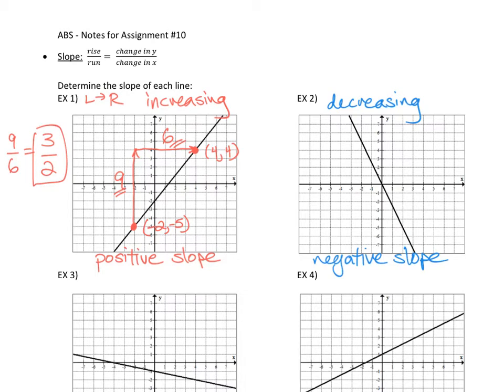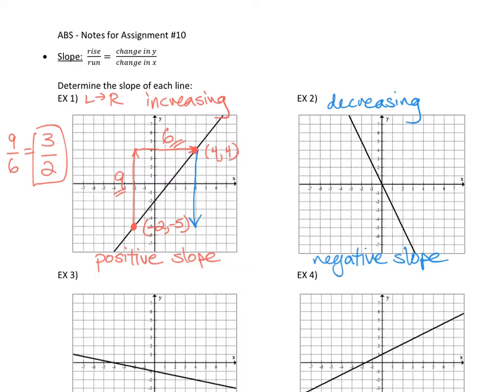Now, what is super amazing about this is I can travel backward if I wanted to. I could start at the right point and move back to the left. So if I started at 4, 4 and I could only go up, down, left, or right, and I'm trying to travel to this point, I like to rise first. I always rise first when I find slopes.